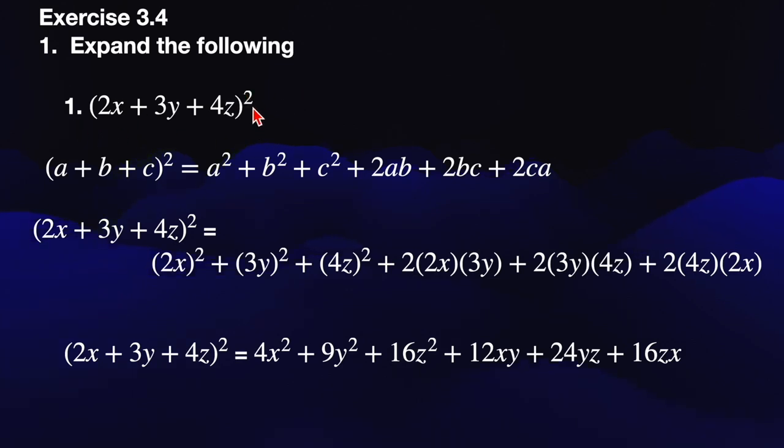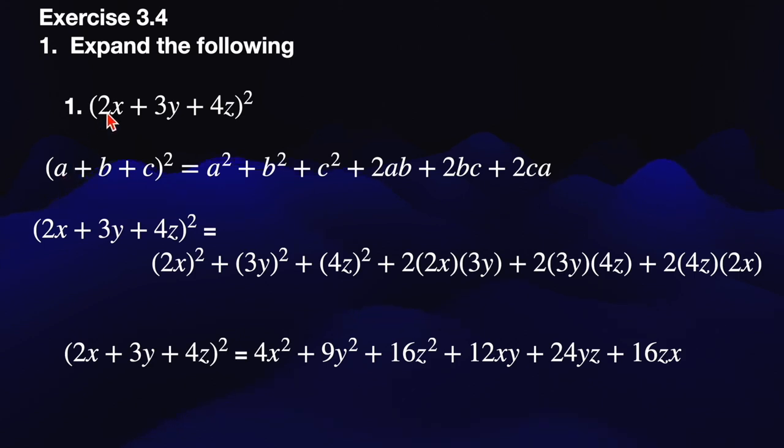So first you have to think and write down the general form. This was the general identity: (a plus b plus c) the whole square is equal to a square plus b square plus c square plus 2ab plus 2bc plus 2ca. So first write it down like this. Then very simple, just compare.